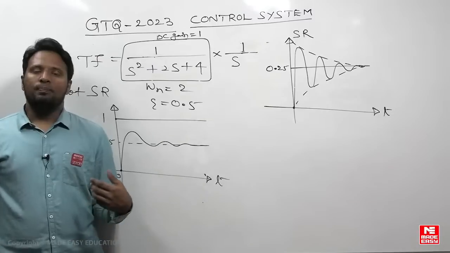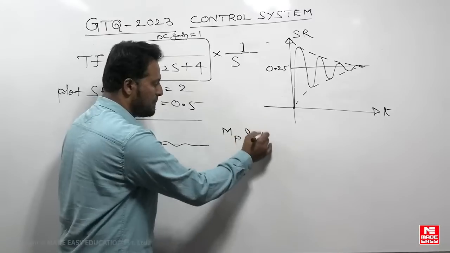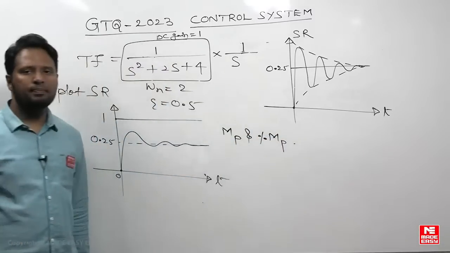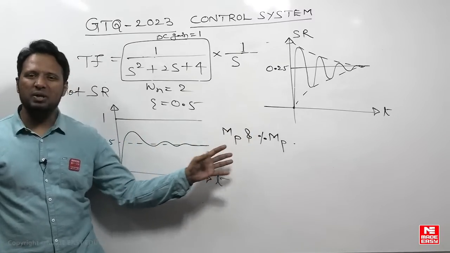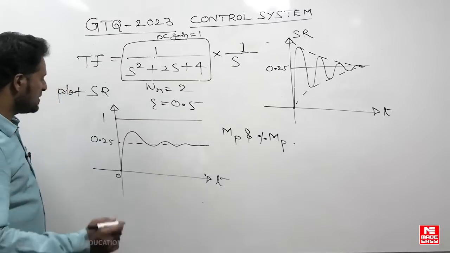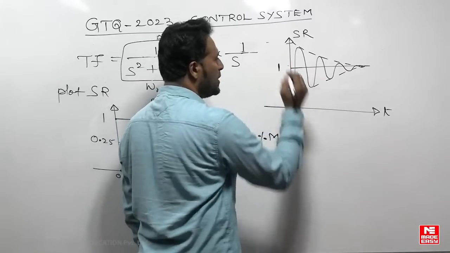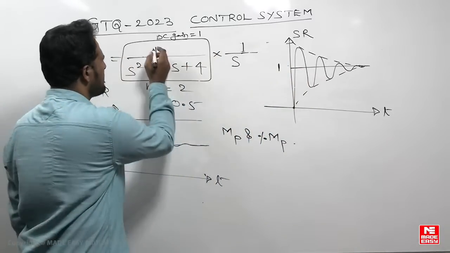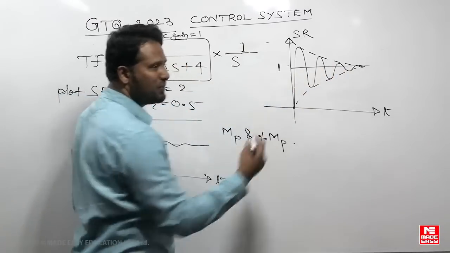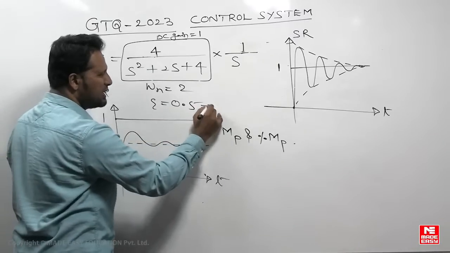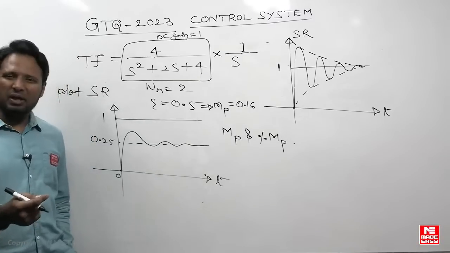That's all. Now let me add a question to this. Find Mp and percentage Mp from this response. Suppose you are given this step response and you are asked to find Mp and percentage Mp of it. Let us see. Keep listening. If the input is of value 1, I am talking about a standard second order system. If it is a standard second order system and I gave input 1, the output in the steady state will be 1. And for zeta 0.5, do you know what its Mp will be? We will solve using the Mp formula; it will become 0.16.